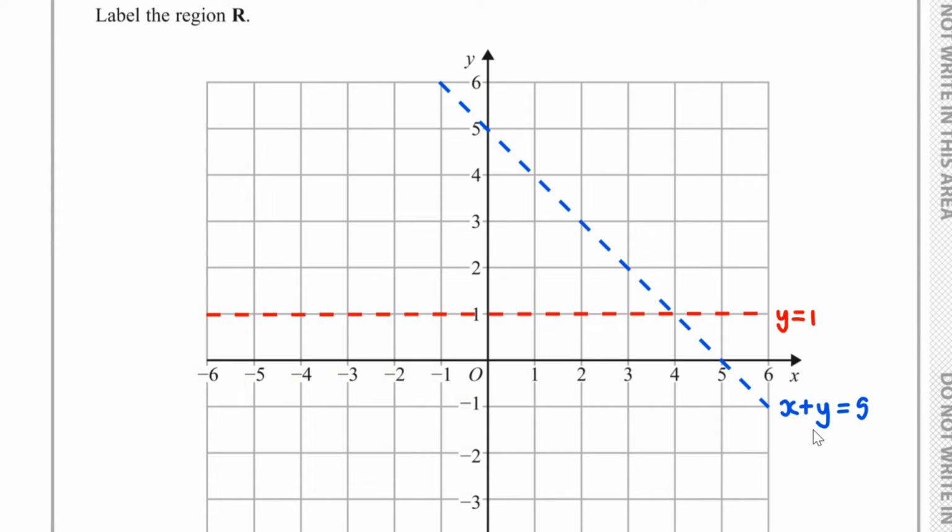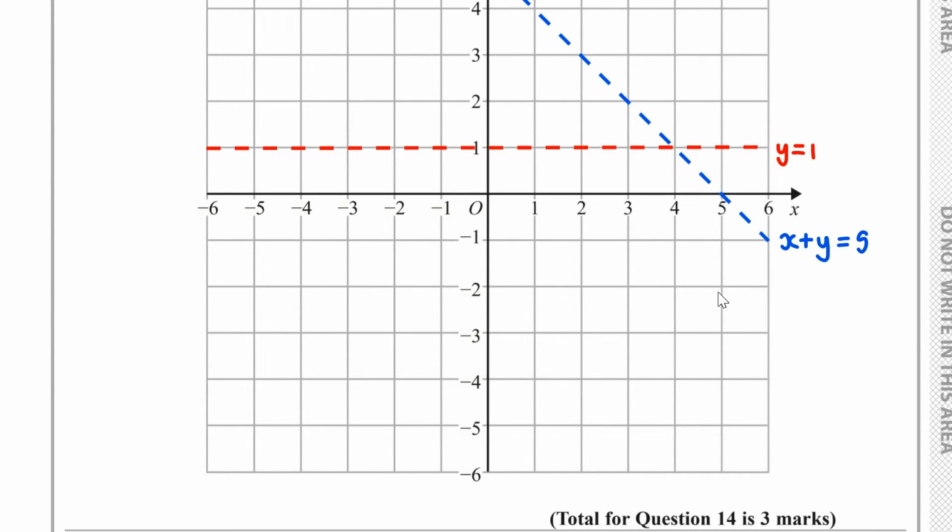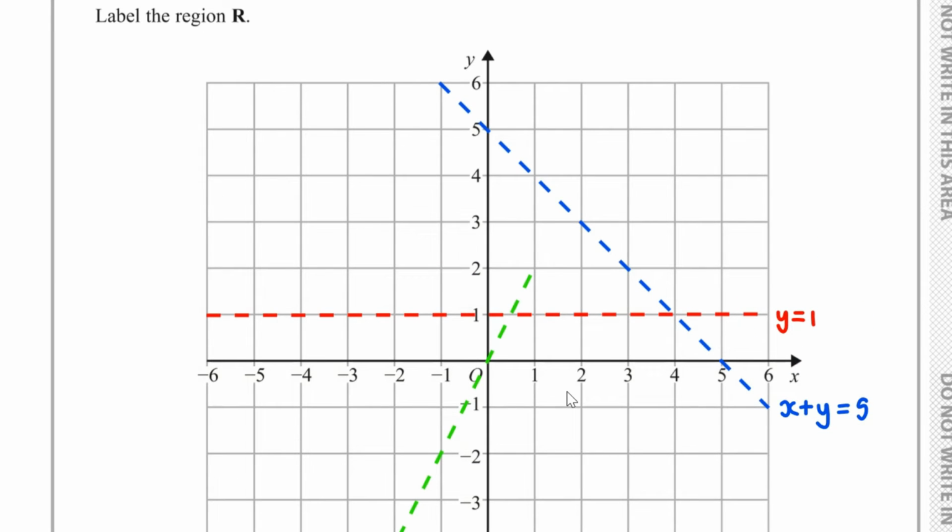And if I draw the line y equals 2x, well, we've got a gradient of 2. So here, we have something looking like this. Okay, so let's just extend this line over here. Gradient of 2, of course. Here is our line.